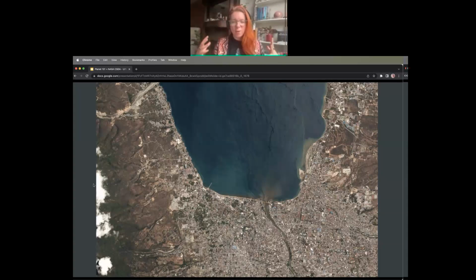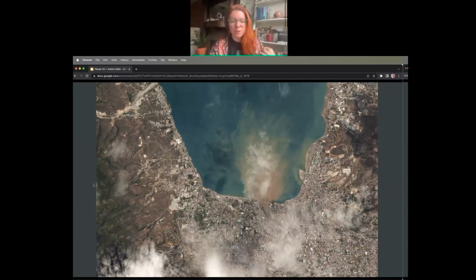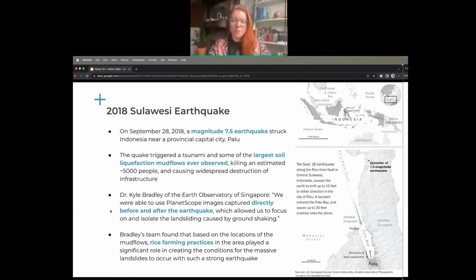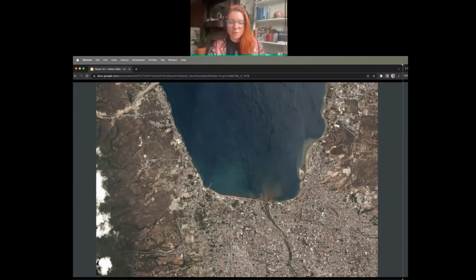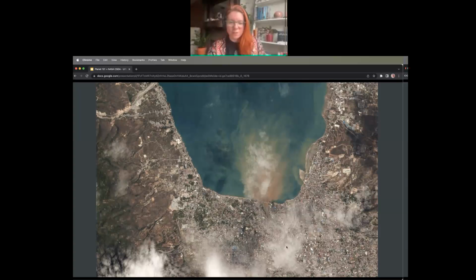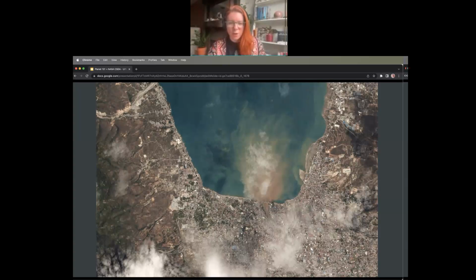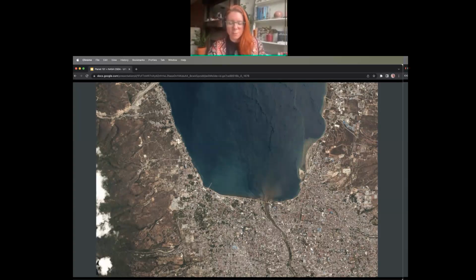This is a wide angle before and after view. There we go. So this is all the sediment that was deposited into this river and then flowed out into the bay here. You can see some large scale destruction along the coastline here, like this dock disappearing.